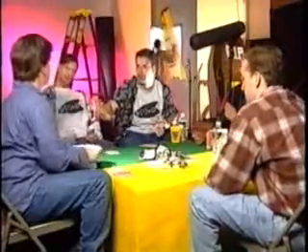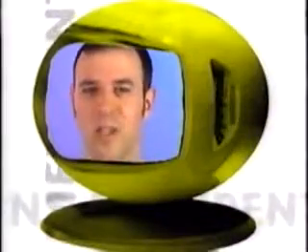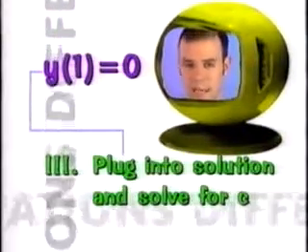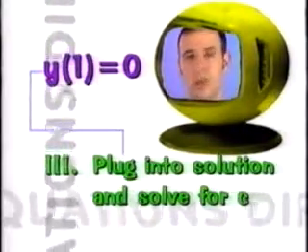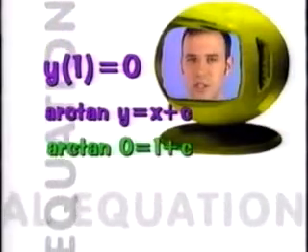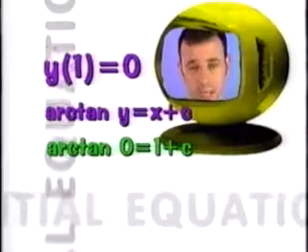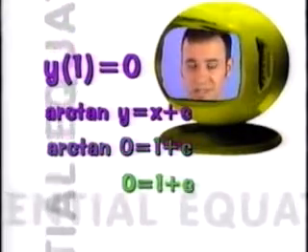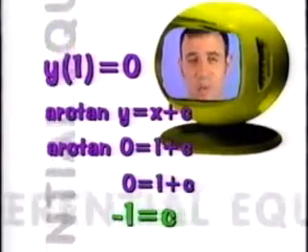Hey, didn't we have one of those initial conditions to deal with? Yeah, why don't you cut the chat and deal? Remember, we were given y at 1 equals 0. So step 3 is to plug x equals 1 and y equals 0 into our solution and solve for c. Plugging in, we get the arctangent of 0 equals 1 plus c. The arctangent of 0 is 0, so c equals negative 1.